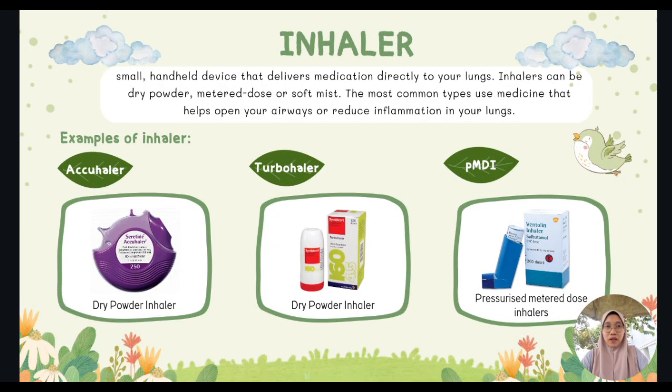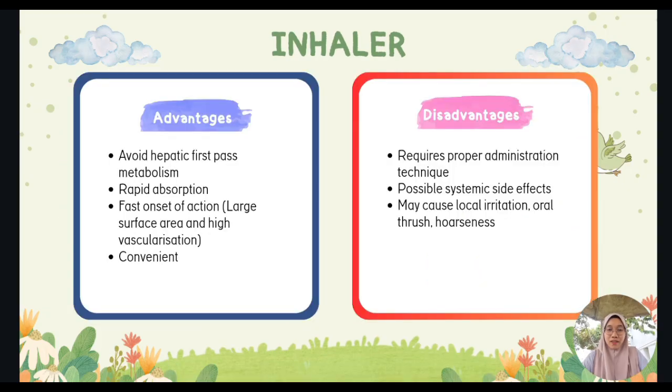Moving on to inhalers, they are small handheld devices that deliver medication directly to your lungs. Inhalers can either be dry powder, metered dose, or soft mist, and they are the most common types of medicine that help open your airways or reduce inflammation in your lungs. Some of the pros of inhalers include that they avoid hepatic first-pass metabolism, they have rapid absorption as well as fast onset of action because of the large surface area and high vascularization of the alveoli in the lungs. However, inhalers require proper administration technique, and local effects may include irritation, oral thrush, and hoarseness.